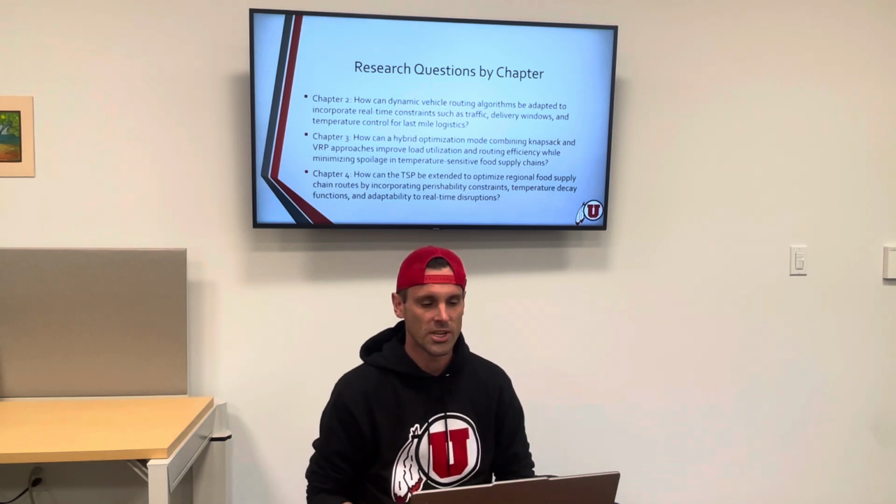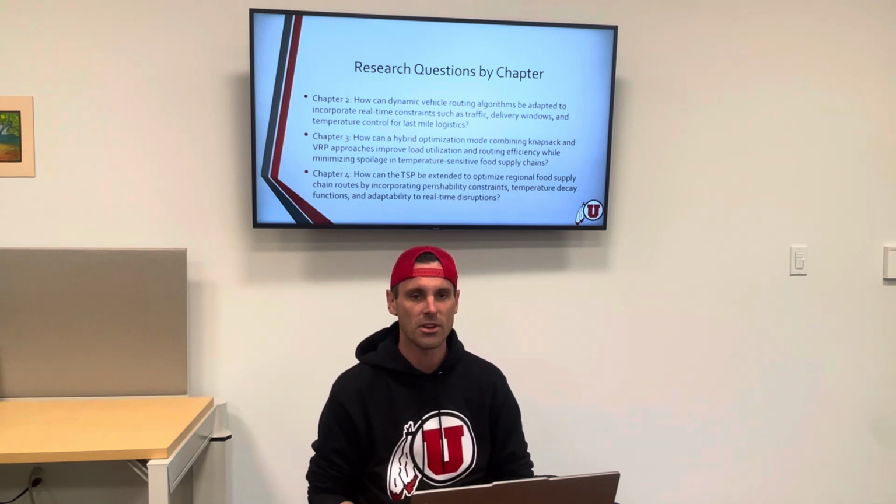For chapter 2's research question, we ask, how can a dynamic vehicle routing algorithm be adapted to incorporate real-time constraints such as traffic, delivery windows, and temperature control, as well as weather for last mile logistics? For chapter 3, we ask, how can a hybrid optimization model between the knapsack and VRP increase load utilization as well as route efficiency while minimizing spoilage for food supply chain and cold chain logistics?